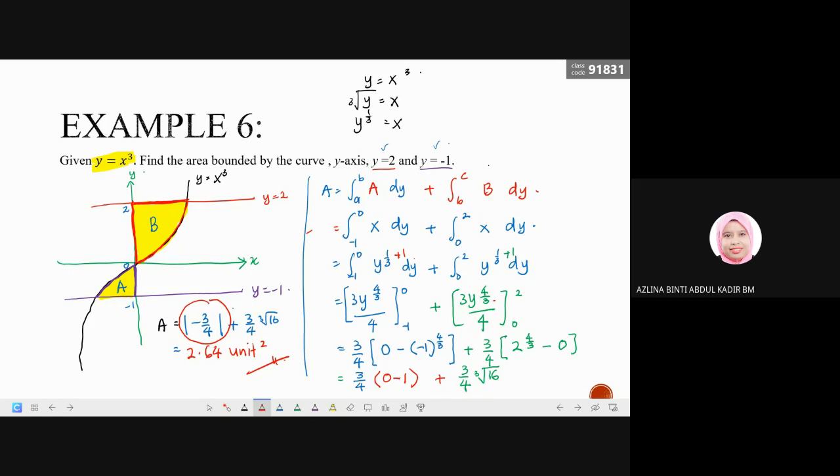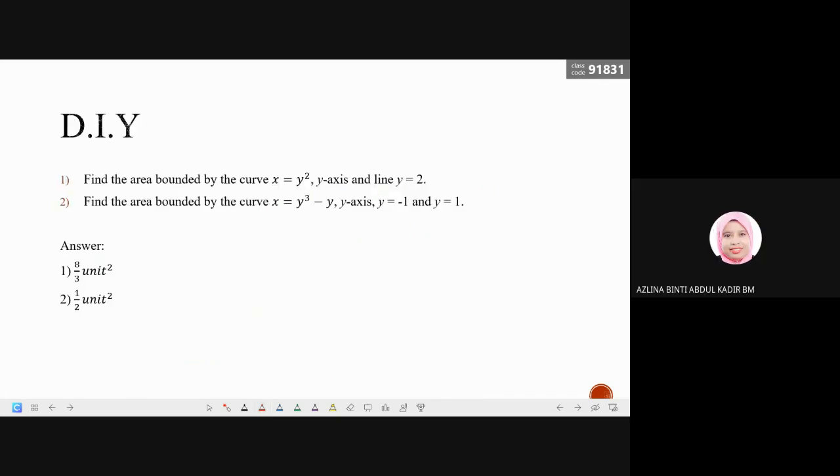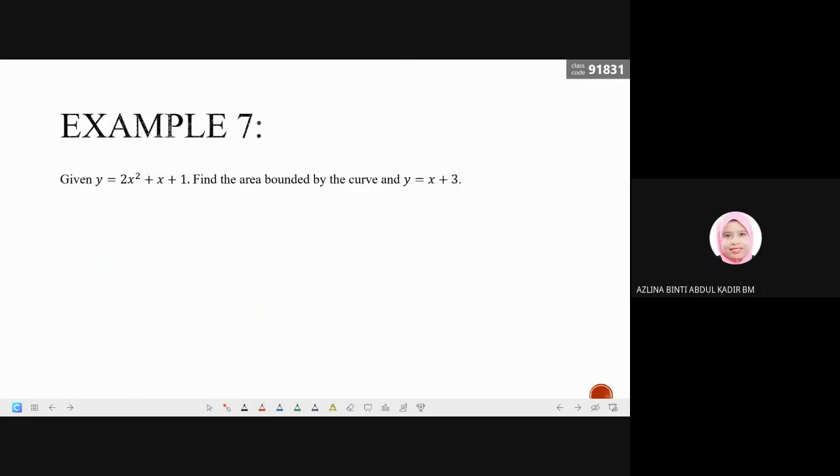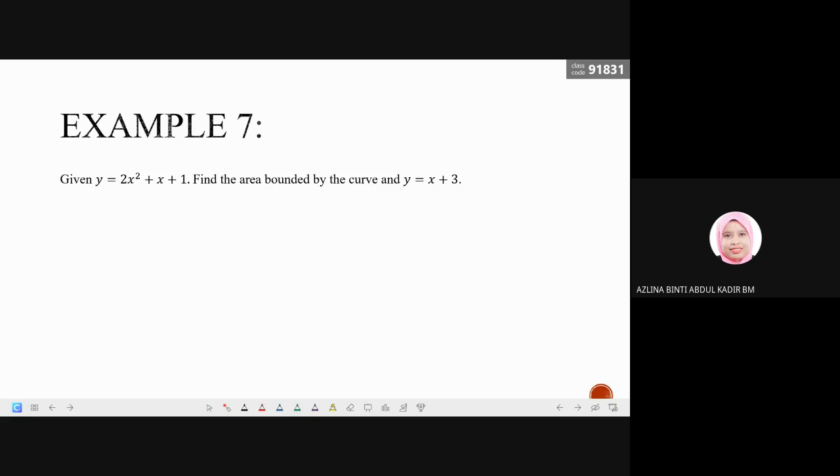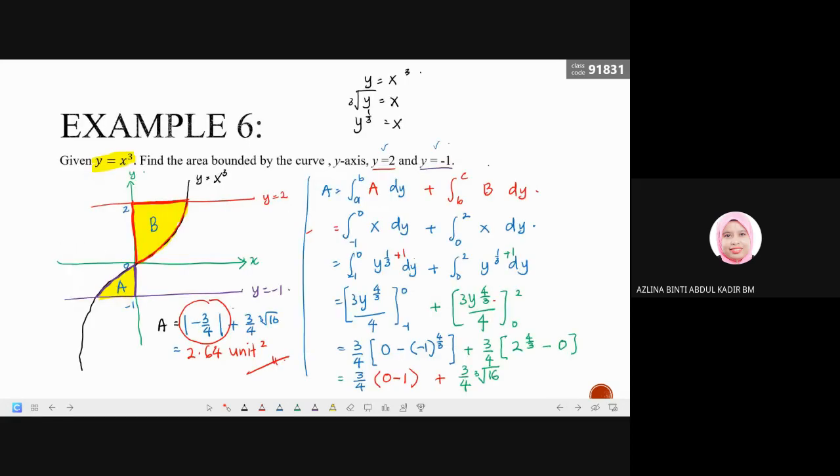Boleh Anis? Anis Fakihah. Madam. Dah? Dah, madam. Bau guru pula. Dah siap belum? Dah, madam. Dah.